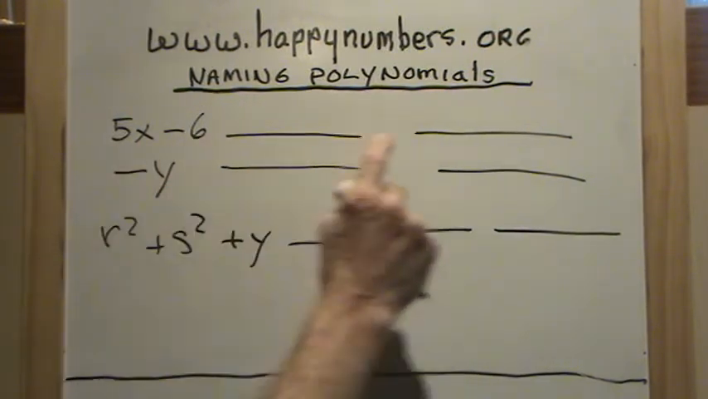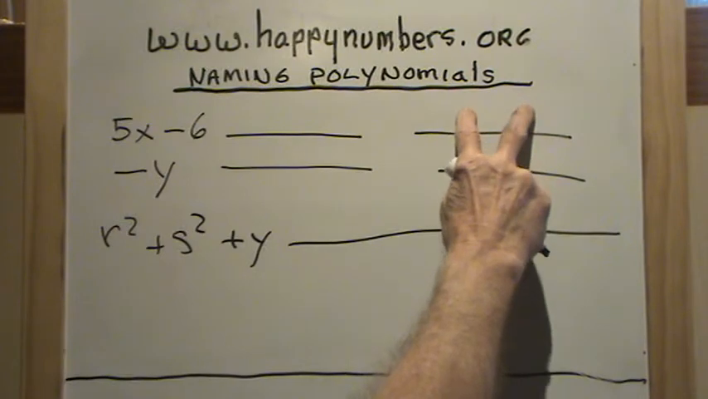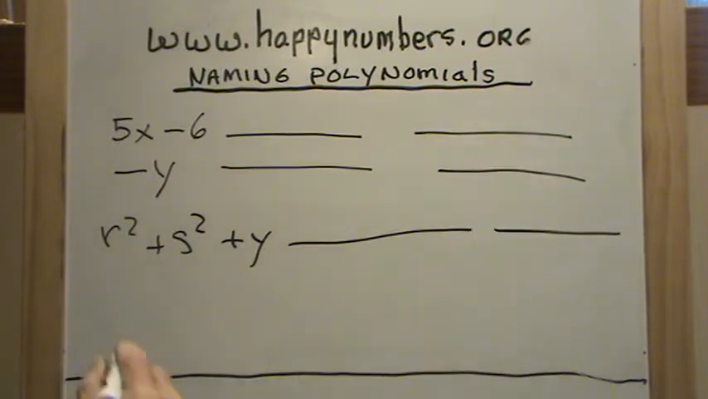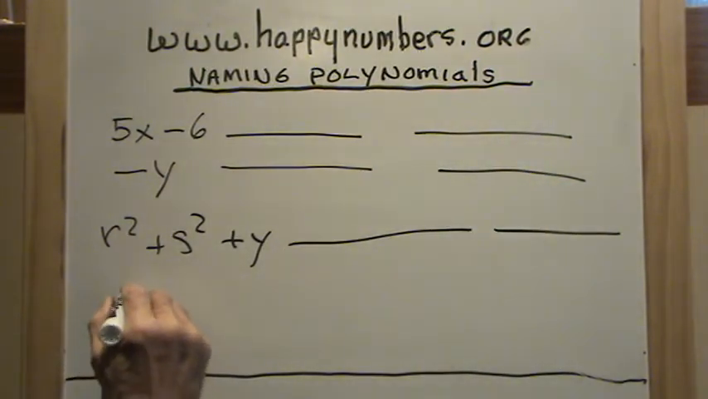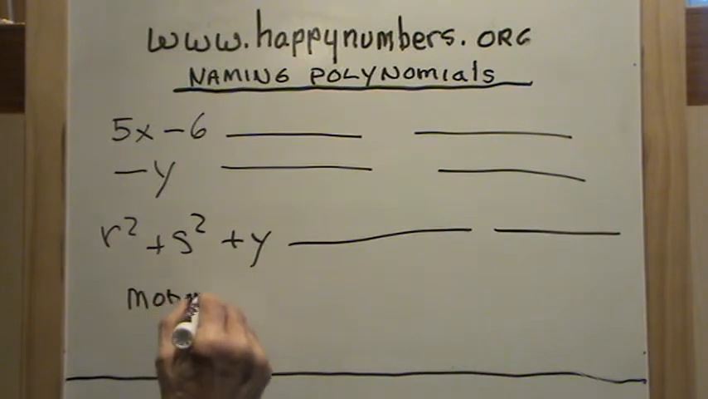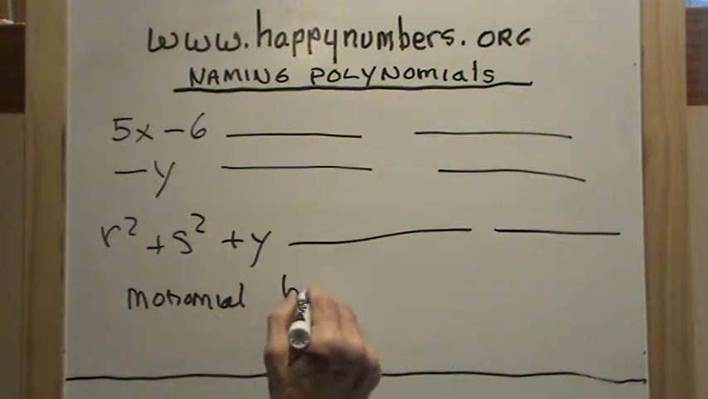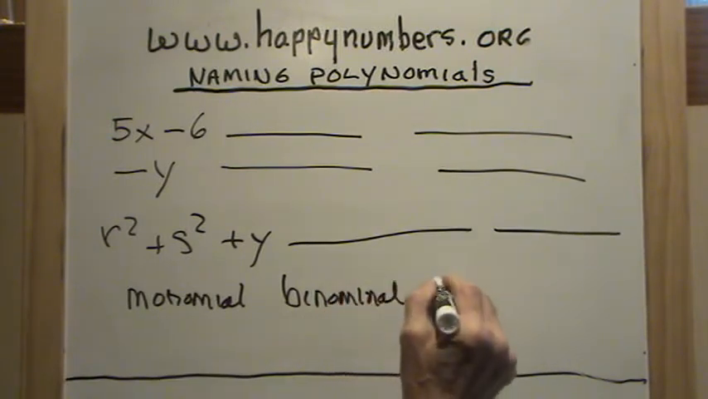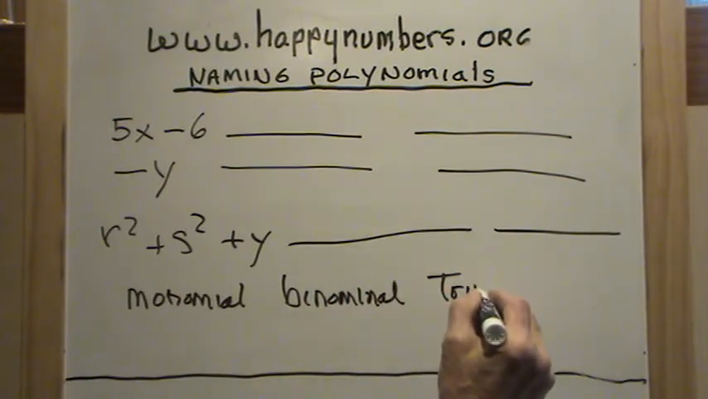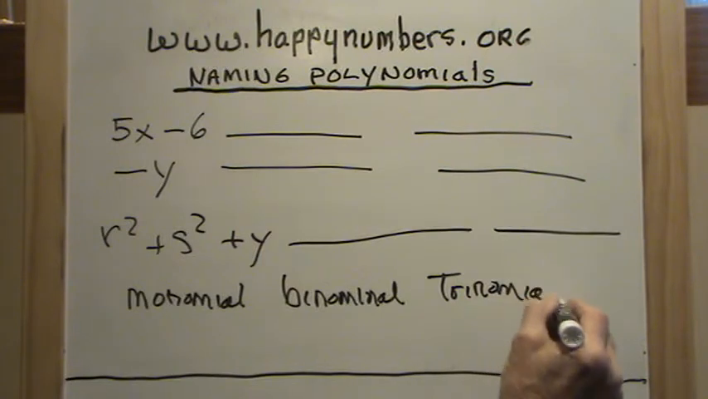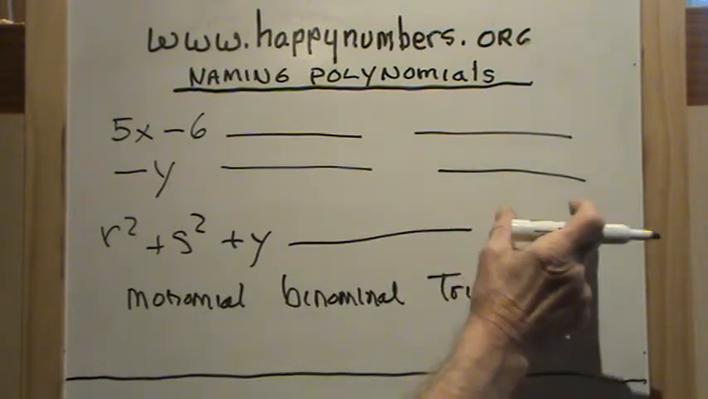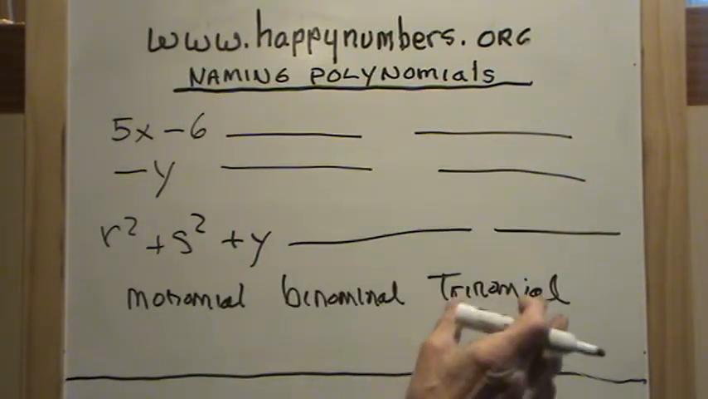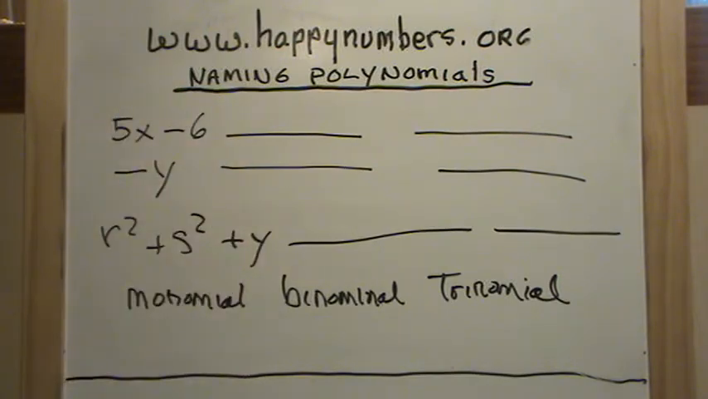And then I want you over here to write the terms that are in the expression. So is it a monomial, a binomial, or a trinomial? And then over here, write down the terms that consist of the expression. Okay, put your DVD on pause, do that, and then turn it back on again and we'll take a look at it.